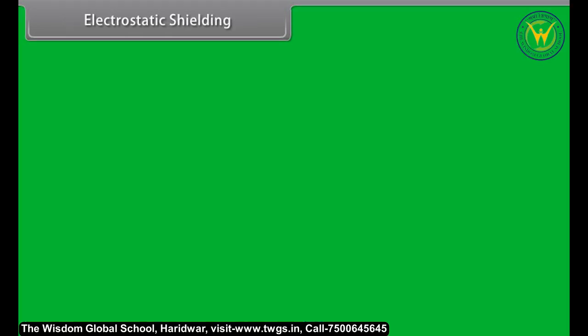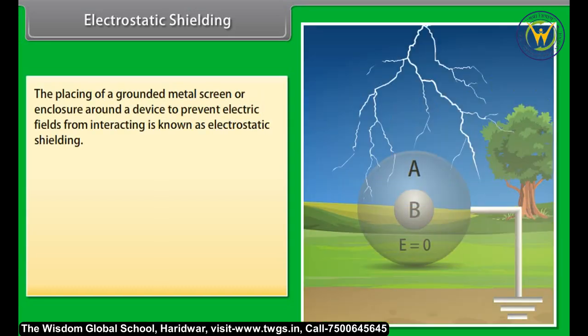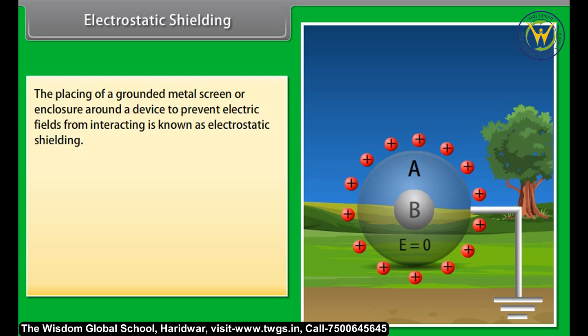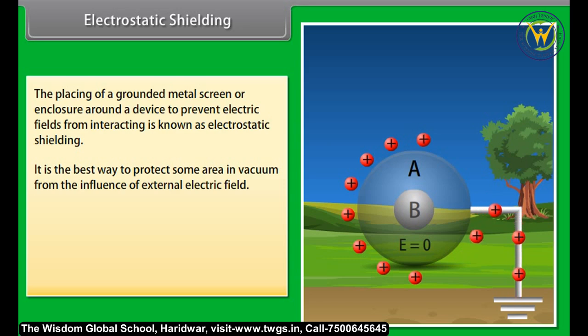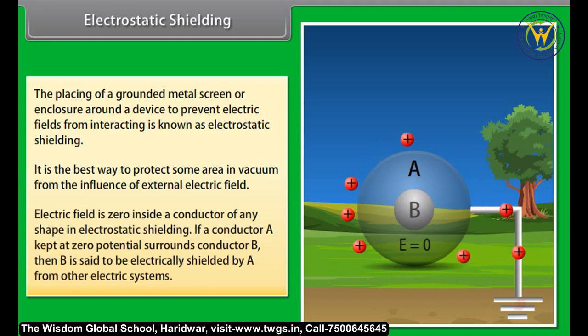Electrostatic shielding. The placing of a grounded metal screen or enclosure around a device to prevent electric fields from interacting is known as electrostatic shielding. It is the best way to protect some area in vacuum from the influence of external electric field. Electric field is zero inside a conductor of any shape in electrostatic shielding.